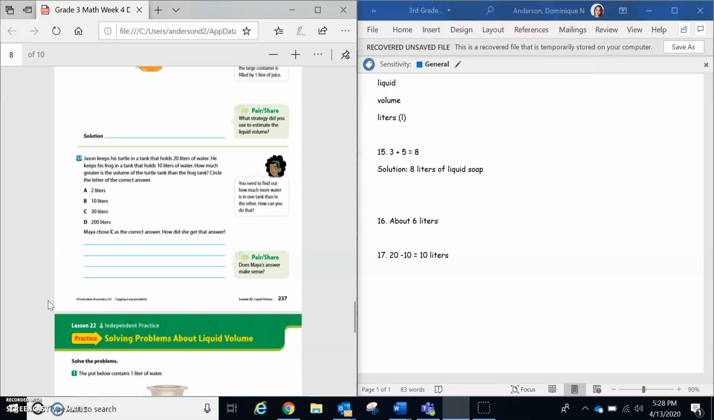All right, so if you said that she added her 20 liters and 10 liters, you are correct. So that's all we have to put. So she added 20 liters and 10 liters and got her answer of 30 liters. Good job, guys.